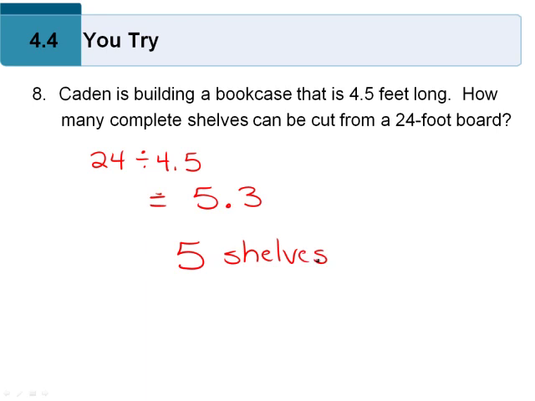All right. And I'm pretty sure that's it for section 4.4. That's it.